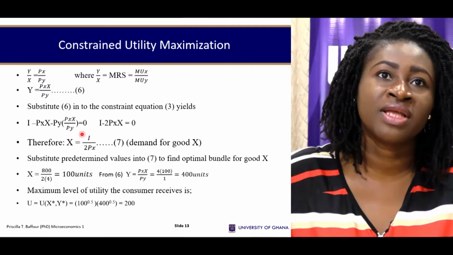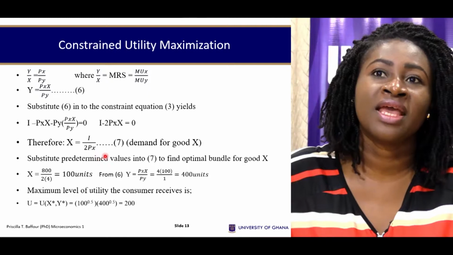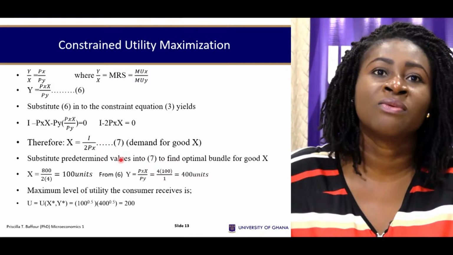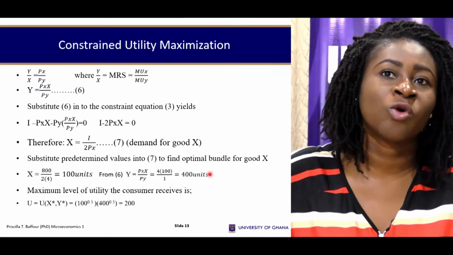Then we simplify and substitute the values. So this is our X. Our X is I over 2PX. We have predetermined values of I and PX. So when we do the substitution, we know that the optimum bundle will be 100 units of X and 400 units of Y. This is the equilibrium bundle that the consumer will consume.